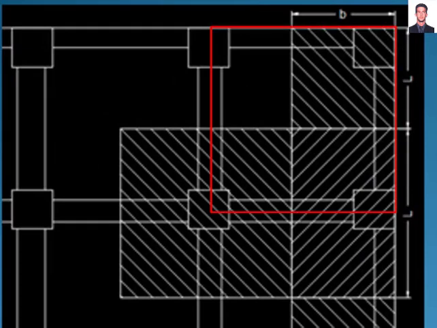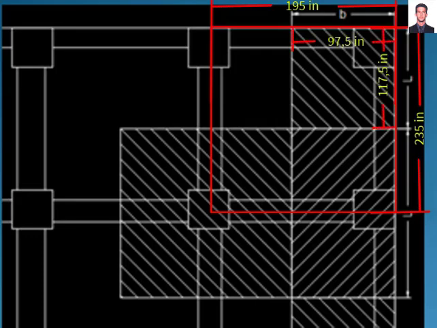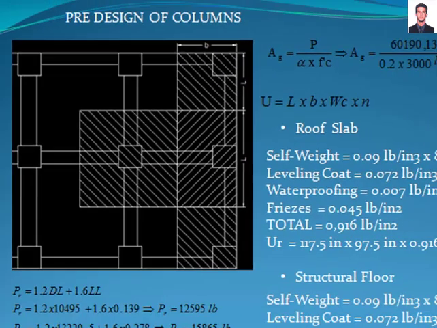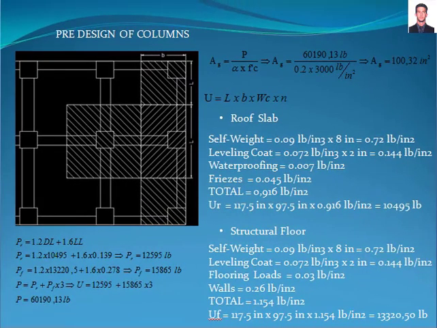The panel has these dimensions: in X direction 195 inches, and in Y direction 235 inches. The half distance is, for X direction, 97.5 inches and for Y direction 117.5 inches. Now we are going to calculate the total weight of the roof slab and structural floor based on the constructive materials that compose them.